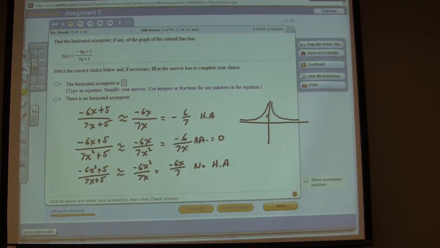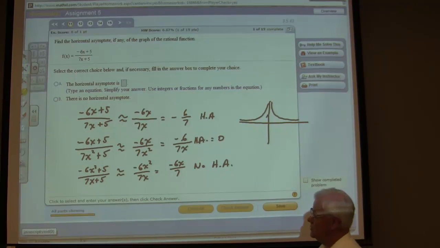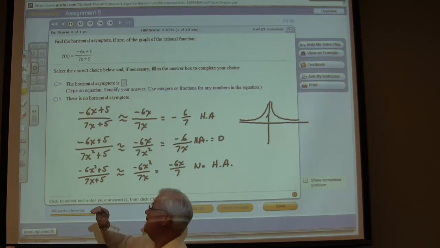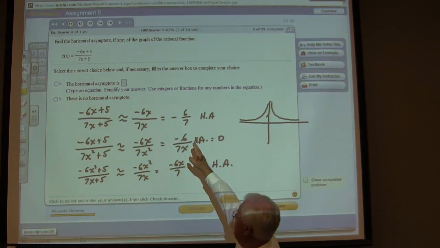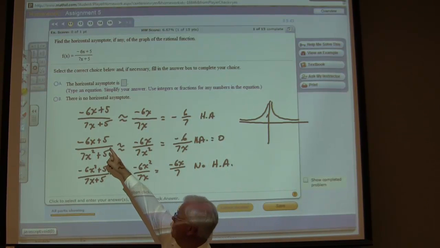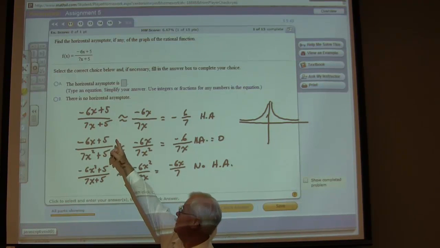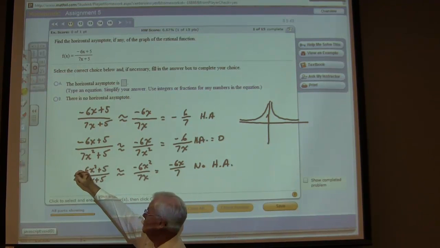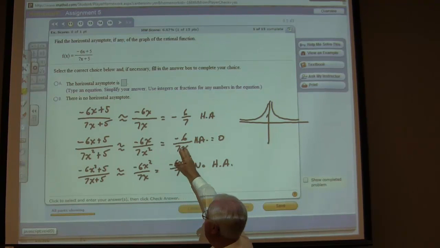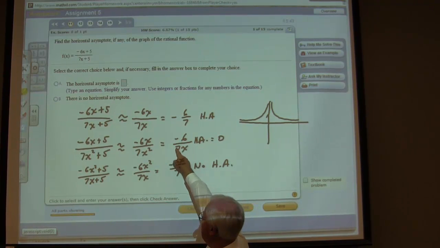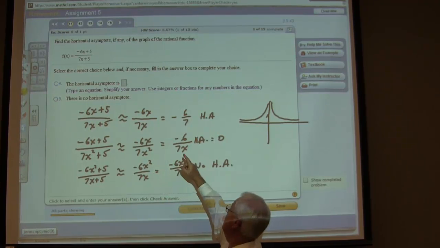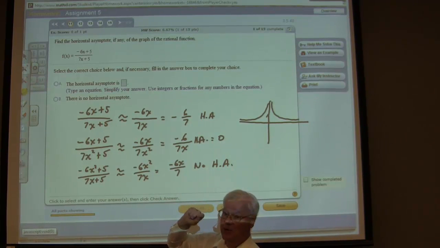So let's review it. See if we can form some rules. If the highest power on the top and the highest power on the bottom are the same, then they will cancel out and we'll have a horizontal asymptote, but it's going to be equal to the ratio of the original coefficients of that highest power, the minus 6 over 7. If the highest power is on the bottom, what's going to happen is, as we simplify this, we're going to end up with a denominator getting very, very big. And if a denominator is big, the fraction is small. So we're going to approach 0.